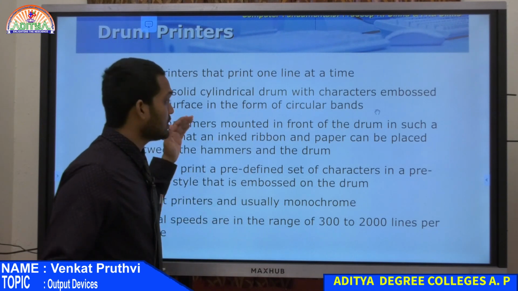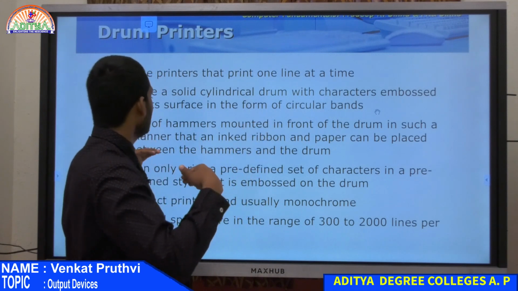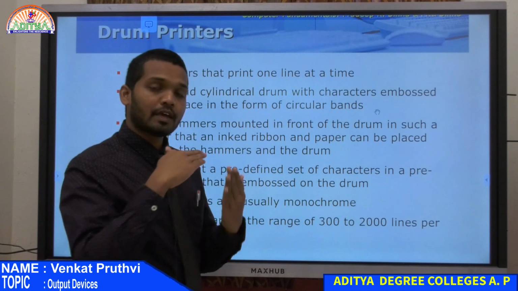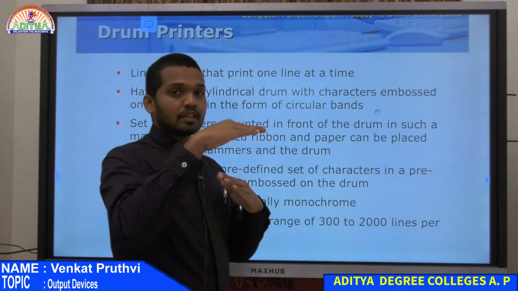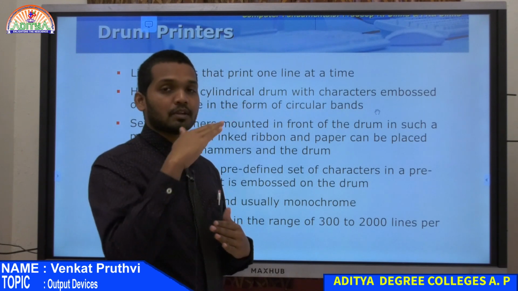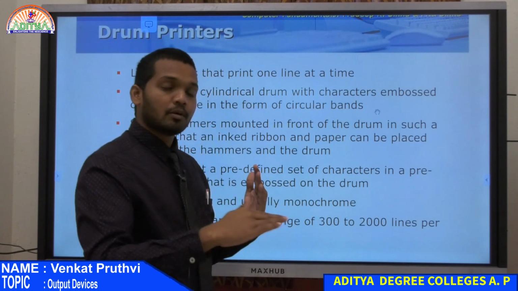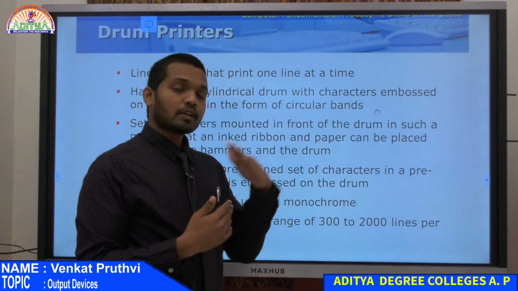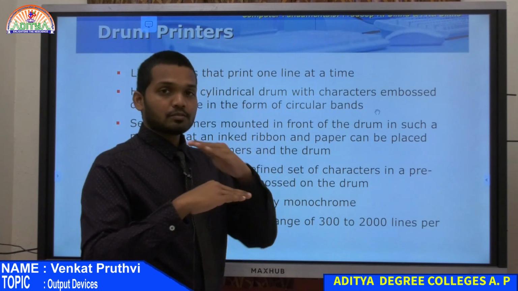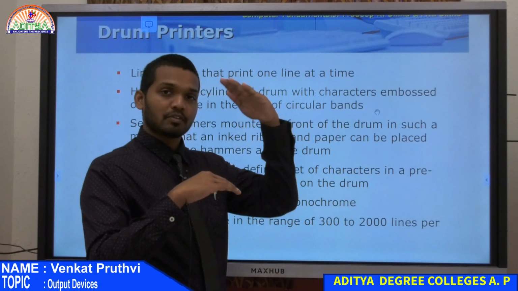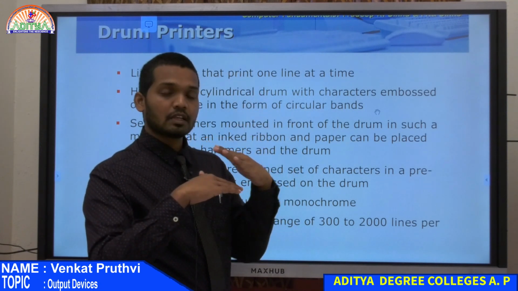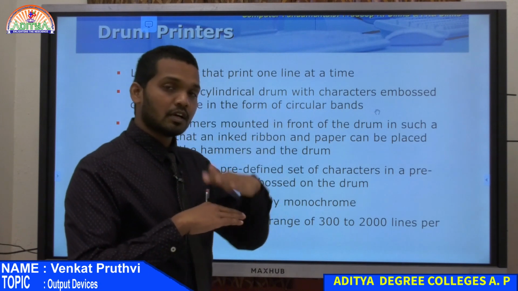They have a hammer and an inked ribbon in between the paper. Wherever the paper is placed, on top of the paper you have this hammer, and you have the inked ribbon below it. So whatever you want as an output is printed on the paper by the help of the hammer which is hitting it, and the inked ribbon underneath the paper gets its print on it.